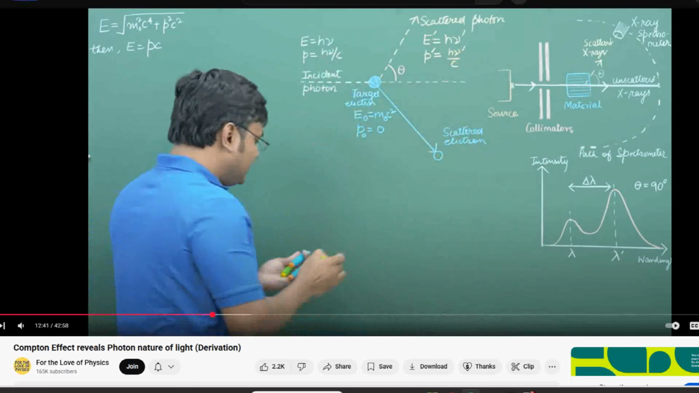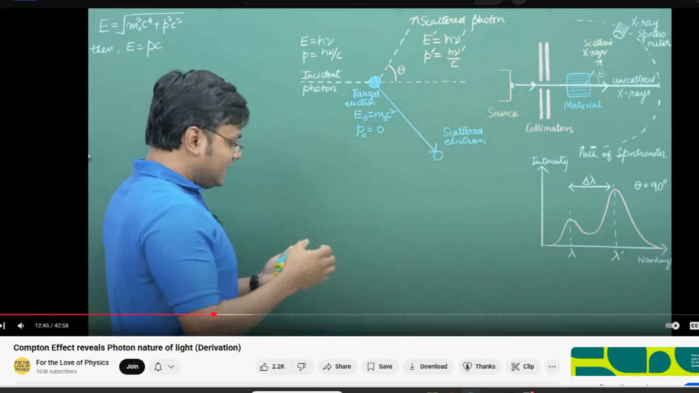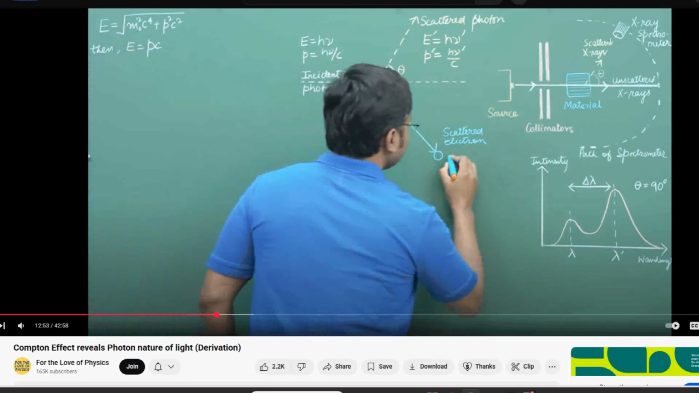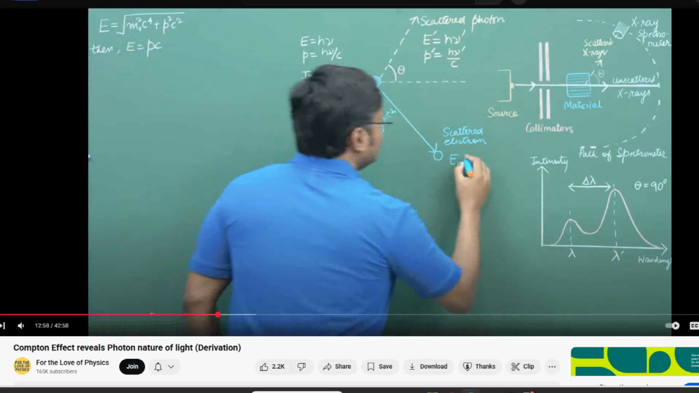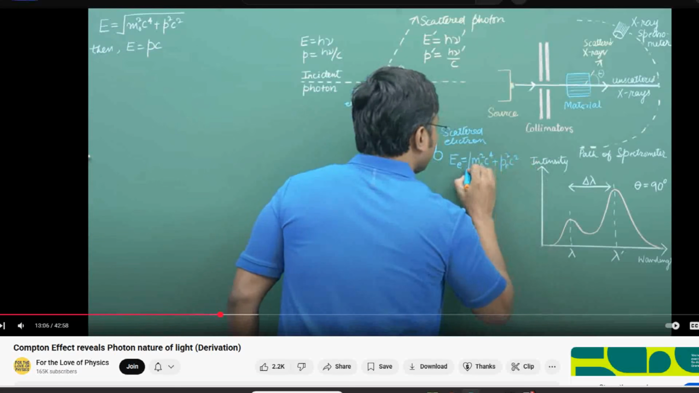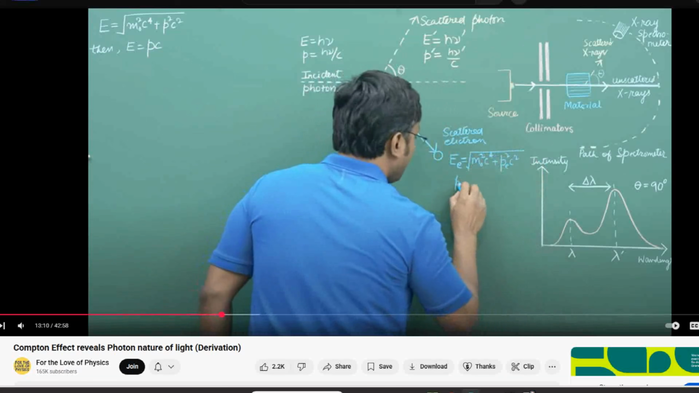So this is E dash and P dash is equal to h nu dash upon c. But now the scattered electron has both rest mass energy as well as some kind of kinetic energy. So let us write the most general expression, which is the expression for relativistic total energy. So the energy of the scattered electron, let's suppose E, is equal to square root of m naught square c to the power 4 plus Pe square c square, where Pe is the momentum of that scattered electron.